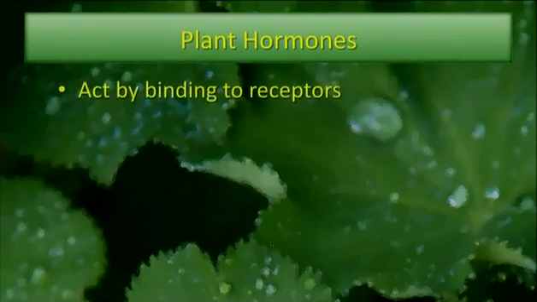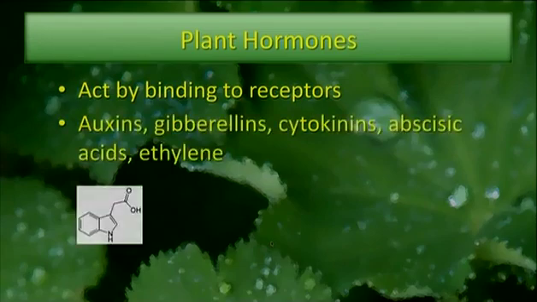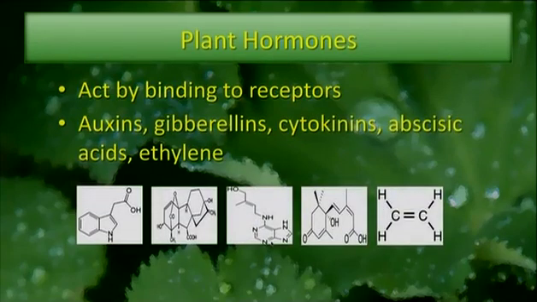How they work is they bind to receptors in the plasma membrane. That causes the release of messenger molecules into the cytoplasm, and this causes a whole cascade of events until a molecule is formed. Ultimately an enzyme is produced or activated, which leads to a reaction in the cell, which ends up in a response to the environment by the plant. The ones we're going to cover today are auxins, gibberellins, cytokinins, abscisic acid, and ethylene.